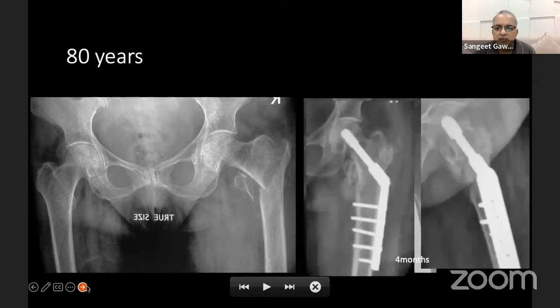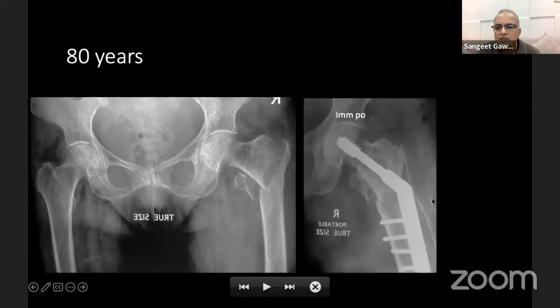But it doesn't happen. At 4 months, things settle down. There is a good callus formation. There is no further collapse. And till now, you can see what has happened subsequently, as pointed out by Tanna sir. The same thing happened subsequently during the mobilization.